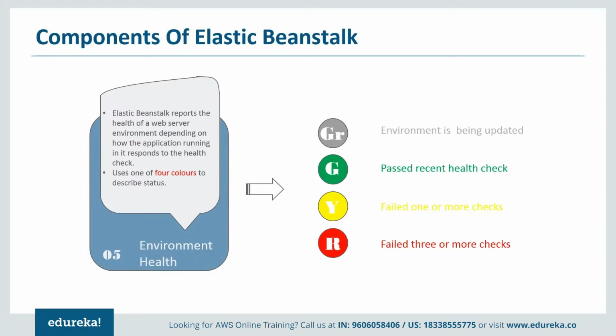And lastly, we have something called environment health. Based on how your application is running, Beanstalk reports the health of your web server environment, and it uses different colors to do so. First, gray indicates that your environment is currently being updated. Let's say you have installed one version and now you're trying to upload different version, but it's taking a lot of time. So that time it shows gray color. It means your environment is still under updating process. Then you have green, which means that your environment has passed the recent health check. Then you have yellow, which means that your environment has failed one or more checks, and red failed 3 or more checks.